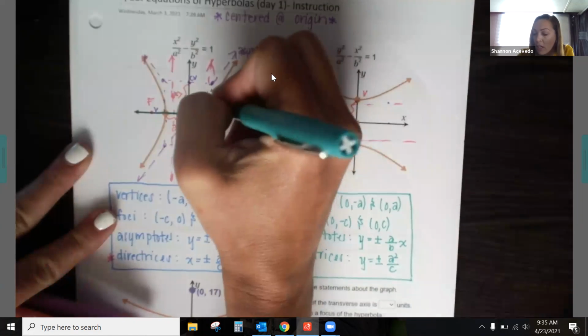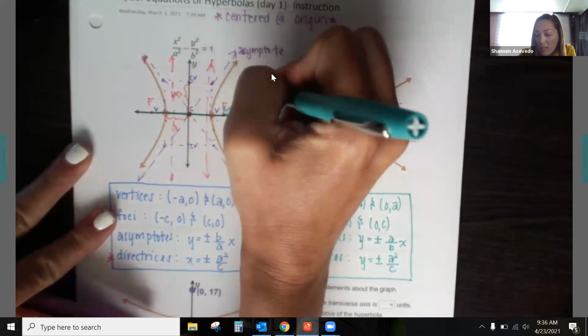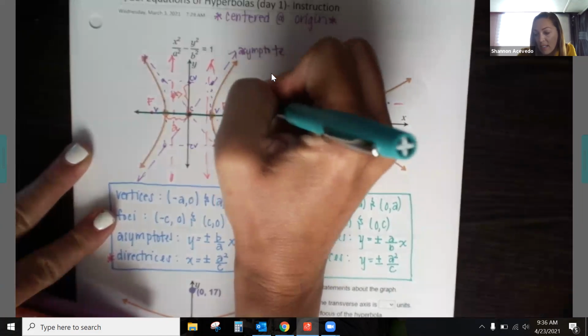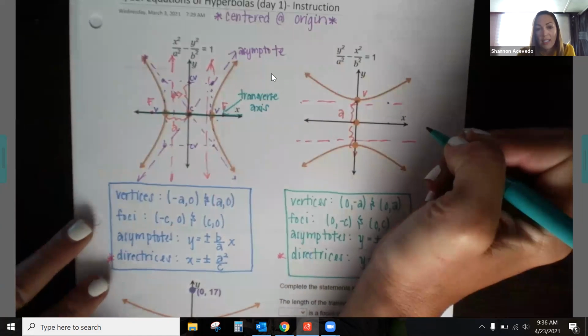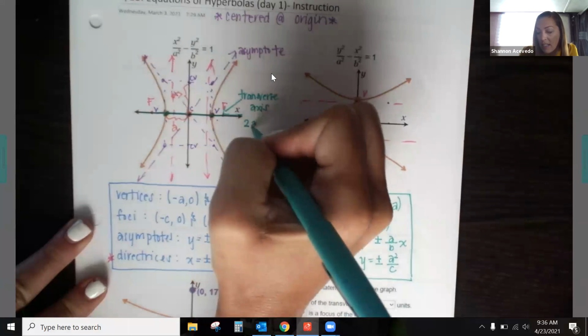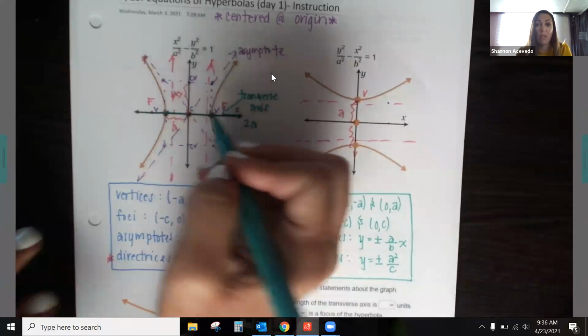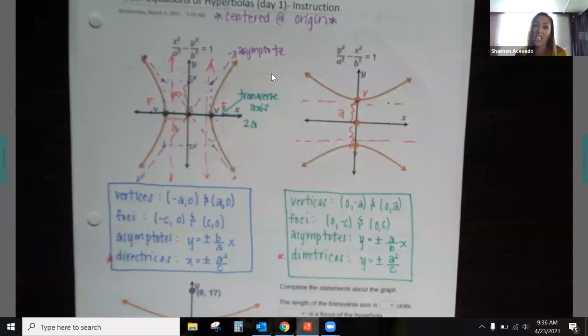This is what we call the transverse axis. That's our transverse axis. And so from vertex to vertex, that transverse axis is a value of 2a. So on our ellipses, we said it was the major axis. In this case, it's called the transverse.